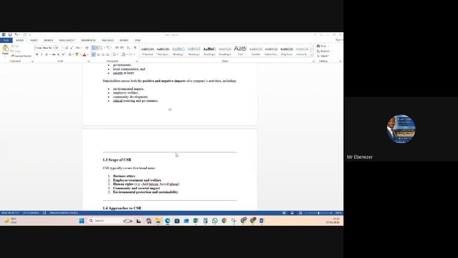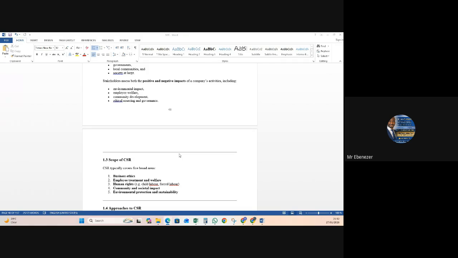Now, the scope of CSR is to cover business ethics. You know what business ethics are? Ethics within a business organization, ethics in the corporate world, right? Then also, how well do you treat your employees? What's the welfare? How do you take care of their welfare? You have HMO for them, you have other things for them. Employee benefits. You know what employee benefits are, right? You remember employee benefit is also in SBRO.